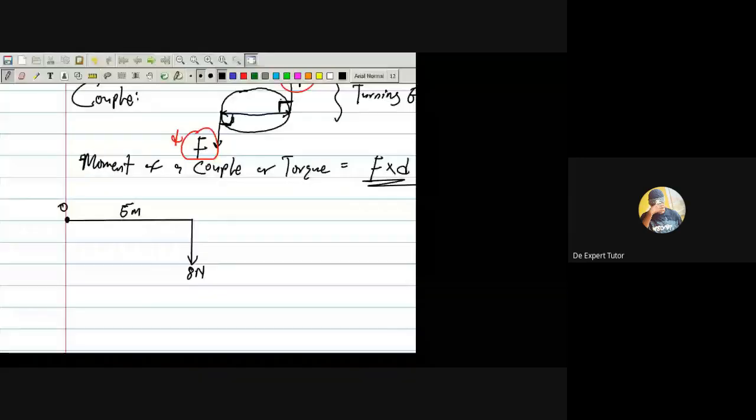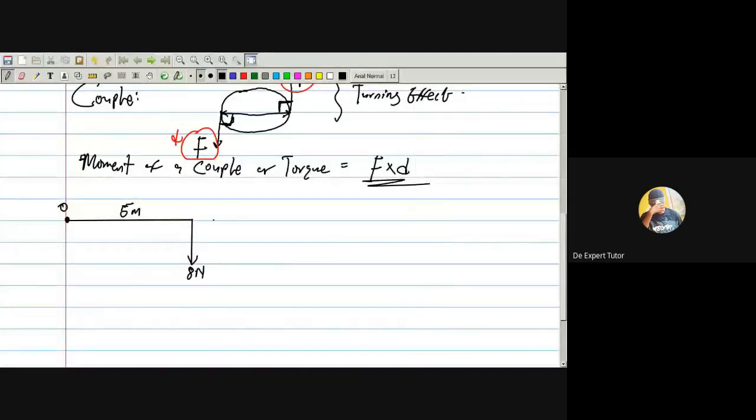Now, see what we have. Please pay attention. If they ask you to find the moment of force 8 Newton about point O. About point what? Point O. Now, please pay attention to this. It's very, very simple. Let's start with a simple question.